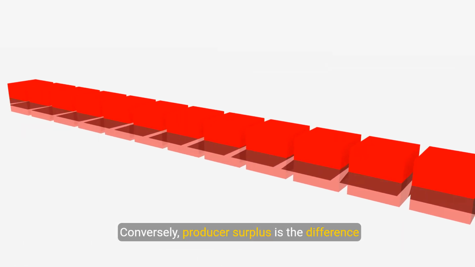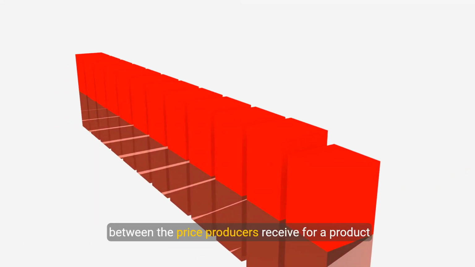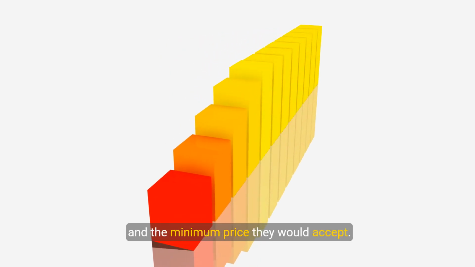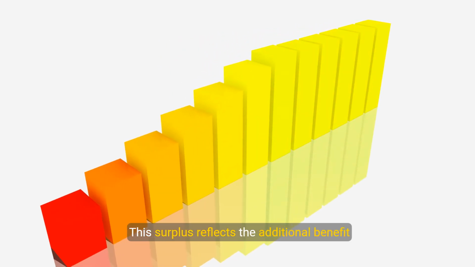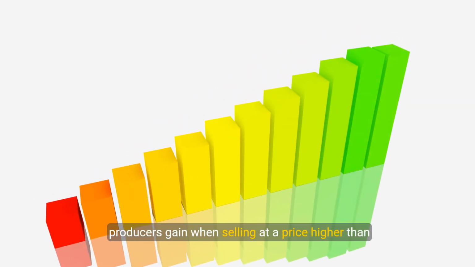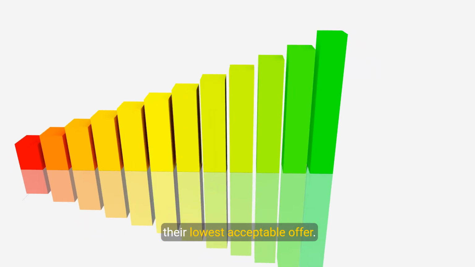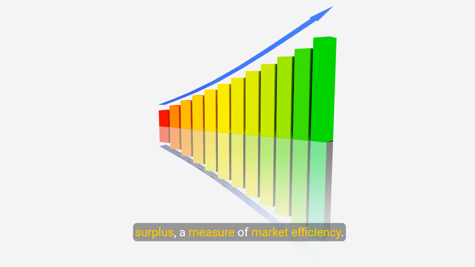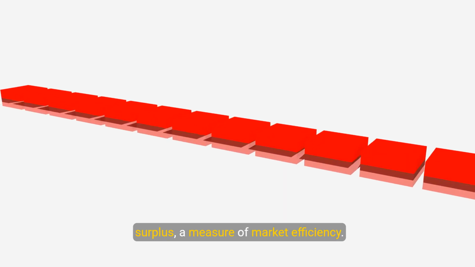Conversely, producer surplus is the difference between the price producers receive for a product and the minimum price they would accept. This surplus reflects the additional benefit producers gain when selling at a price higher than their lowest acceptable offer. Together, these surpluses form the economic surplus, a measure of market efficiency.